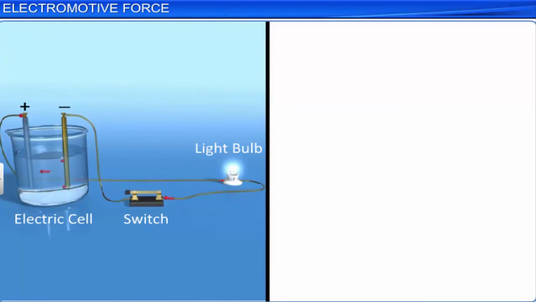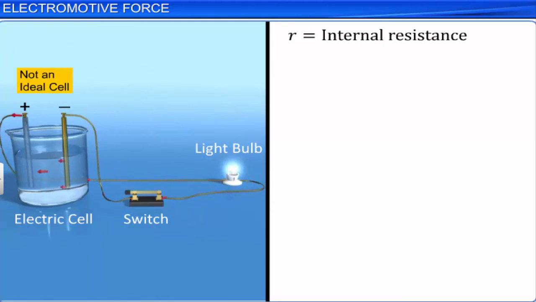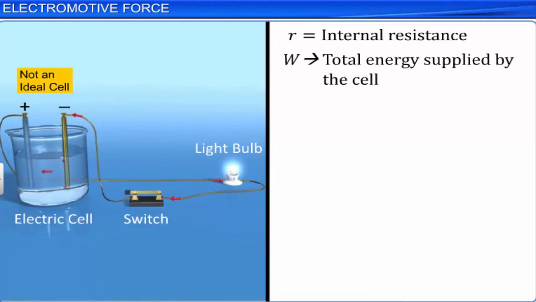Now consider the case where the cell is not an ideal cell. Let the internal resistance of the cell be r. Then, a part of the cell's energy is consumed by a charge in transit in overcoming the internal resistance. Let W be the total energy supplied by the cell in driving test charge Q0 through the complete circuit.